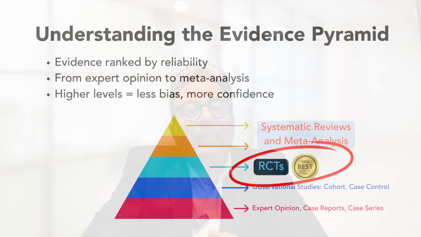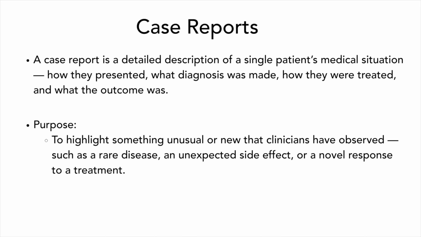As mentioned, at the bottom of the pyramid, there are case reports, case series, and expert opinions, which help raise questions or describe unique situations or experiences, but their conclusions are limited because they are based on clinical judgment and they are prone to bias. A case report is a detailed description of a single patient's medical situation, how they presented, what diagnosis was made, how they were treated, and what the outcome was.